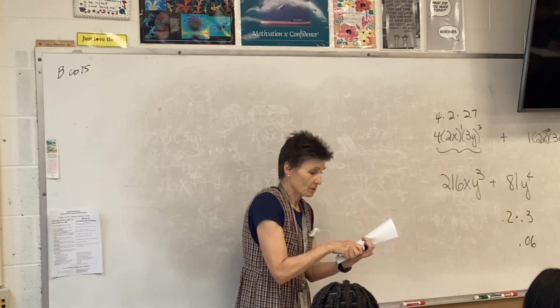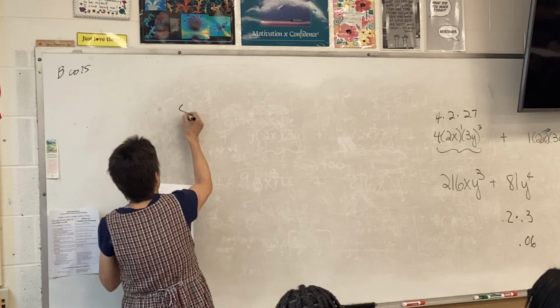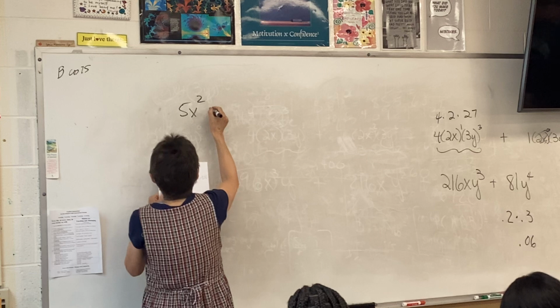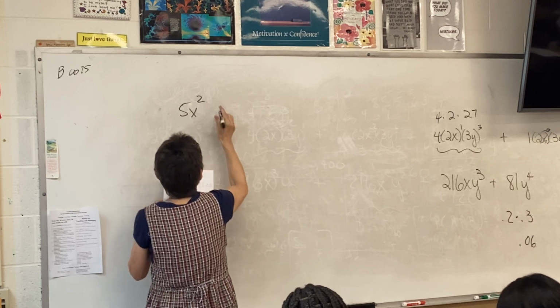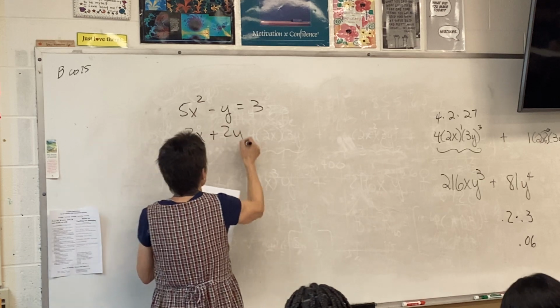Here we go. Number one, we're going to solve this system. Okay? So, 5x squared minus y equals 3, and 3x plus 2y equals 7.